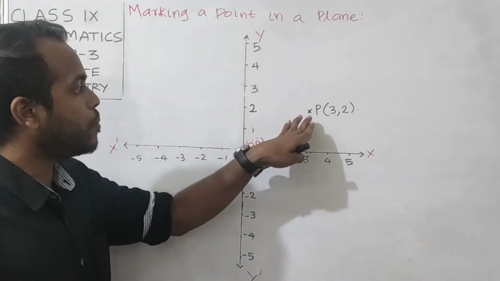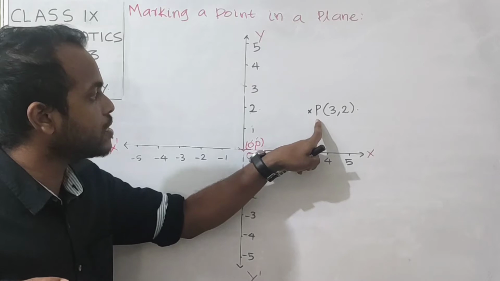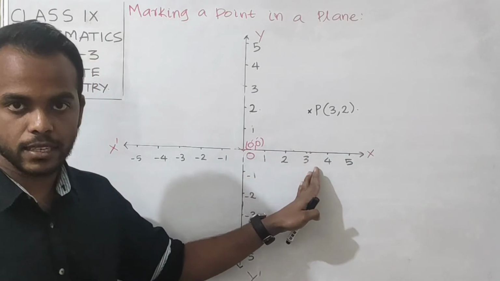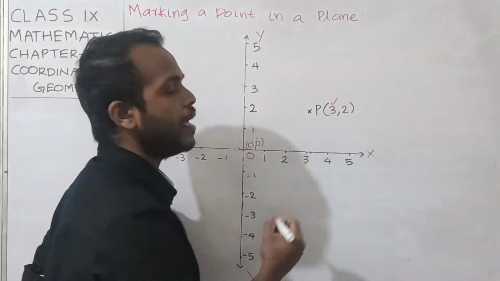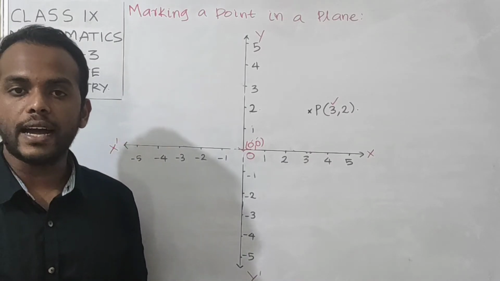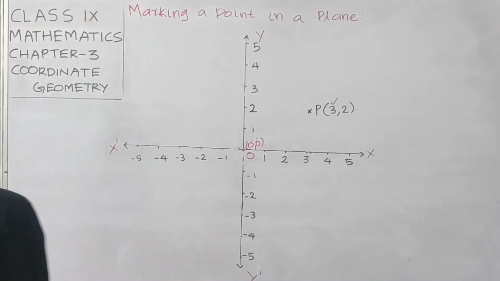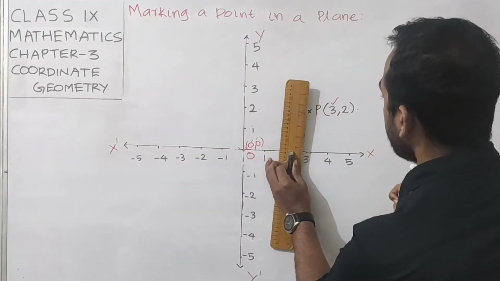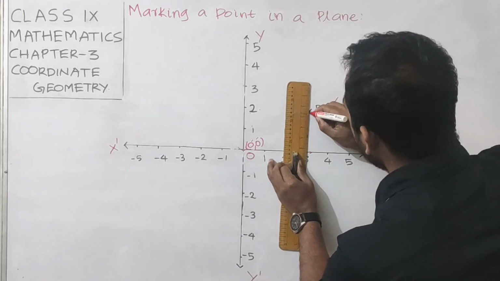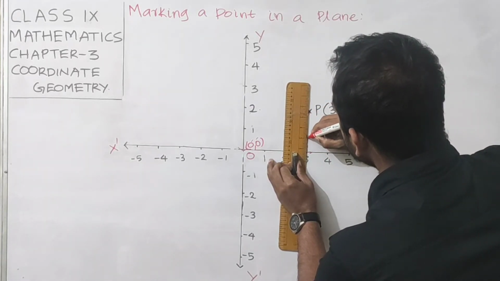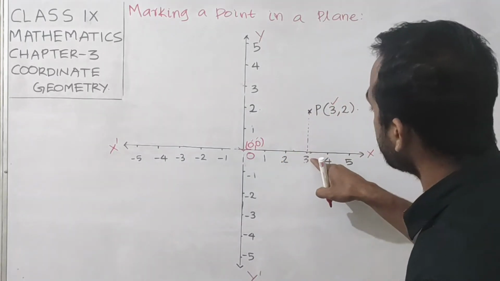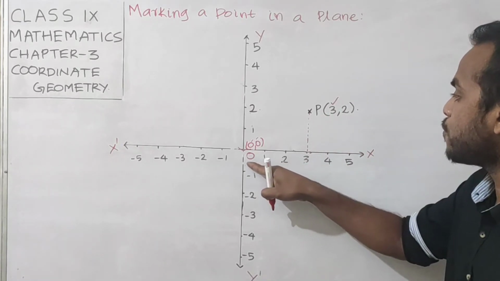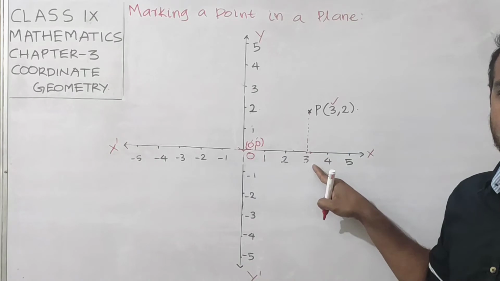Now let's see the example of P. The distance from the origin to this point P along the x axis is what we write as the x coordinate. It is 3. To find that, all we need to do is draw a line perpendicular to the axis. I am going to do the same. First I will draw a line to the x axis. Where is it located? It is at 3. So this point P is 3 units from the origin along the x axis.